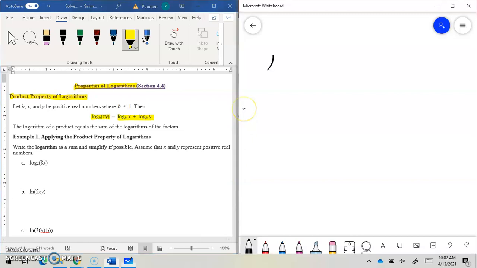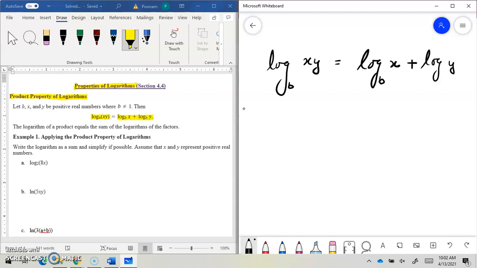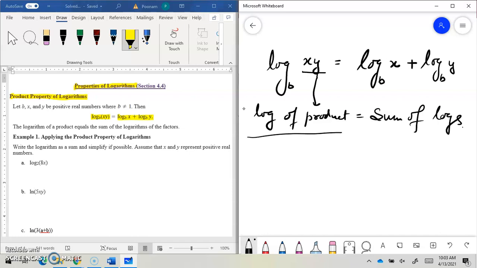That means if we have log of xy, the product of two numbers with any base b, that would be equal to log of x with the same base b plus log of y with the same base b. So in simple terms, this is the product property. Log of products is equal to sum of their logs. That is how you can remember this property.